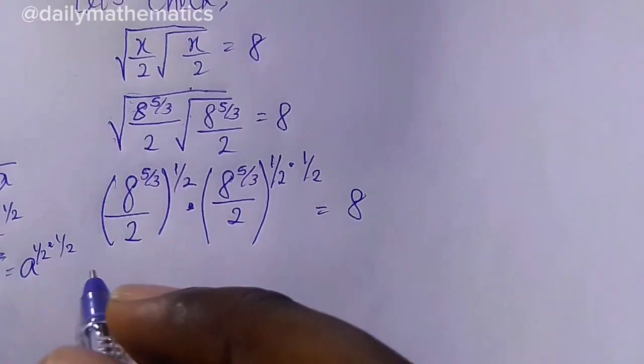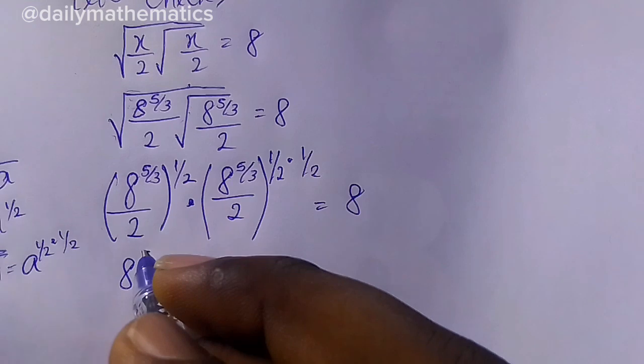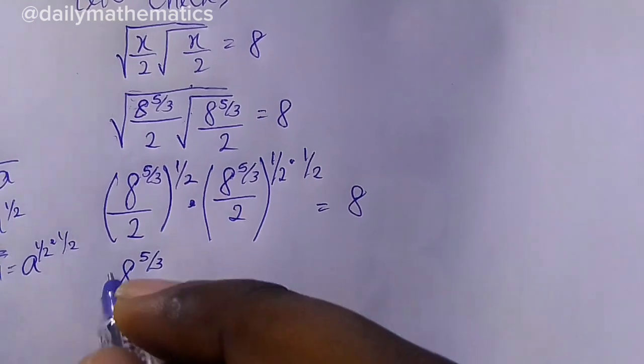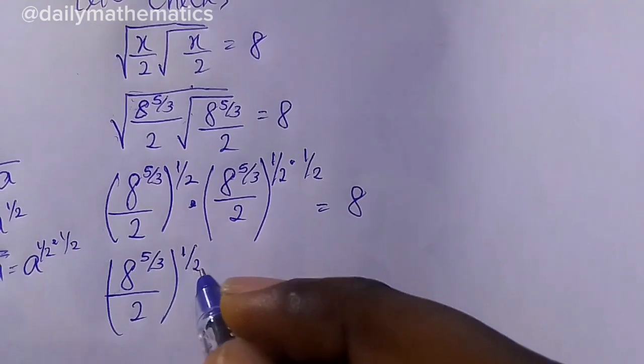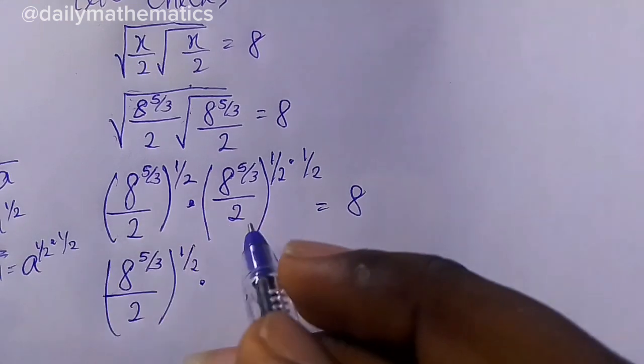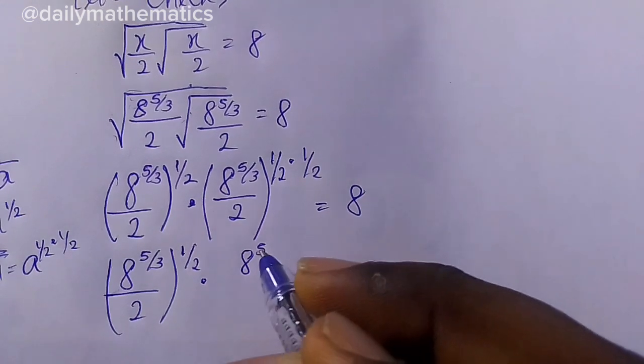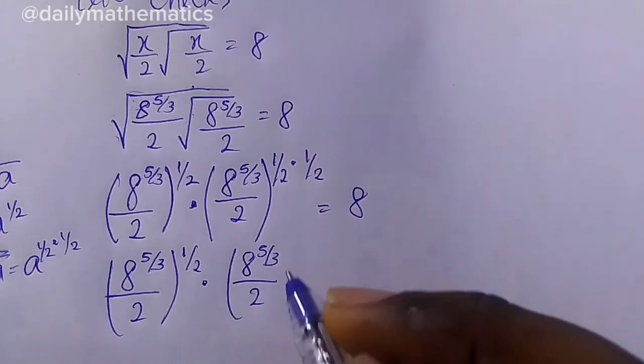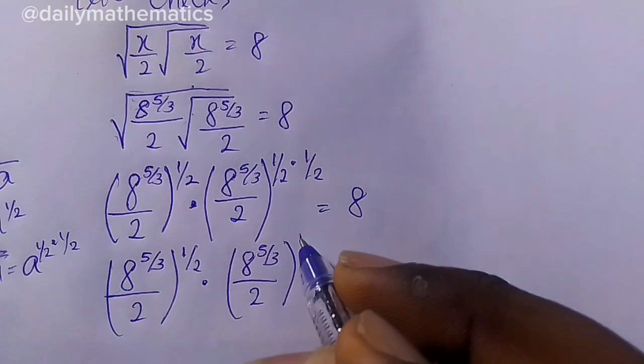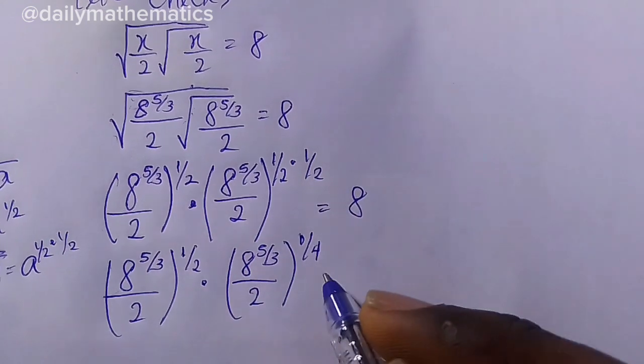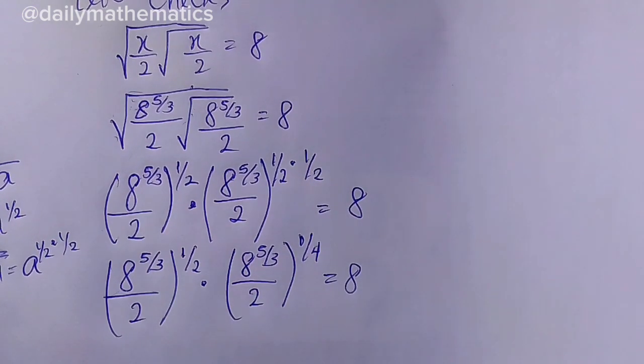So from here we have 8 raised to the power of 5 over 3 over 2, and we have raised to the power of 1 over 2 multiplied by 8 raised to the power of 5 over 3 over 2, and then we multiply this raised to the power of 1 over 4 equals 8. All right, so what's now the next thing for us to do?